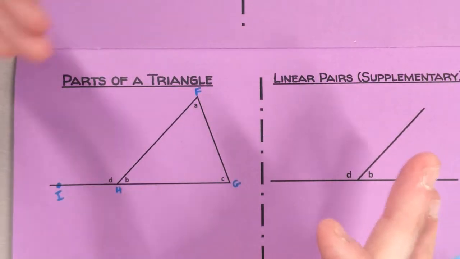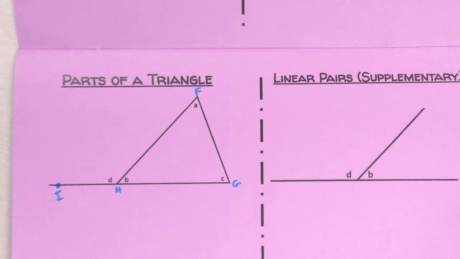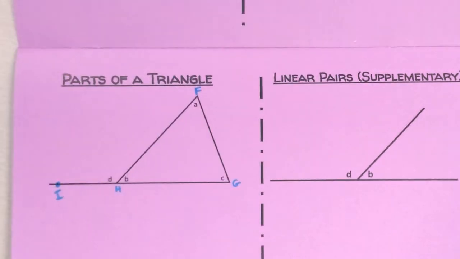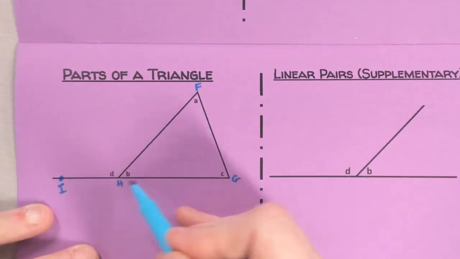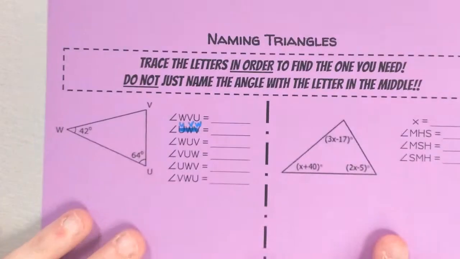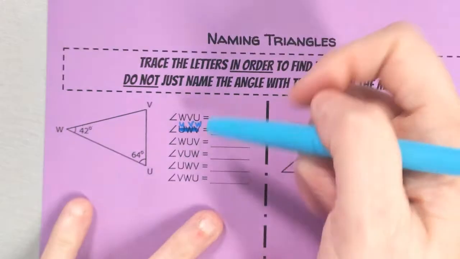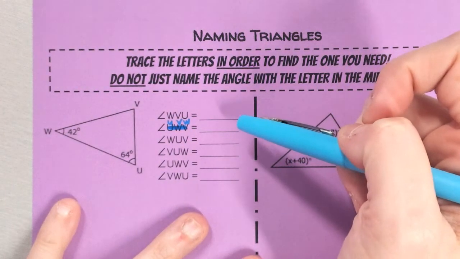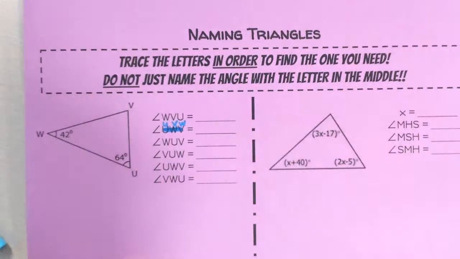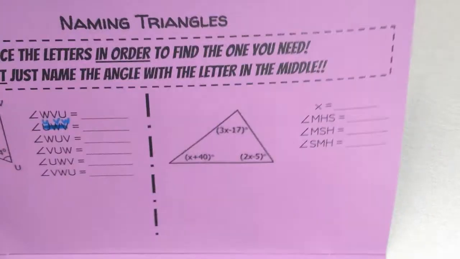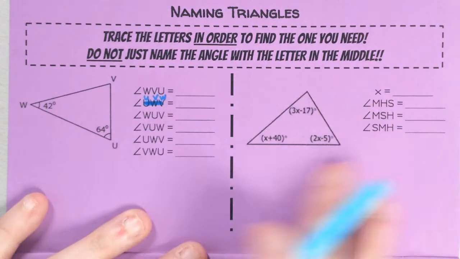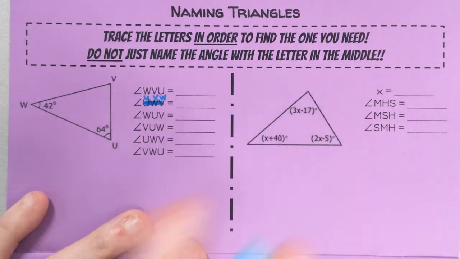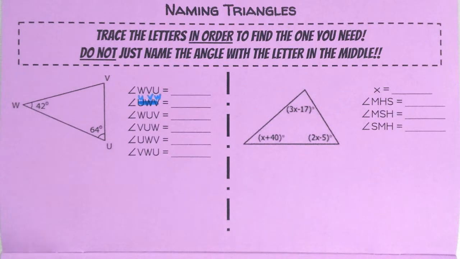So when we have the possibility of multiple angles with the same name, we have to name them by more than just that letter. We have to use three letters to name them. So let me show you what that looks like. If I want to find angle WVU, first of all, let's talk about one of the things that we know about triangles. We know that their angles add up to 180. We're not going to find the measures of these angles yet. We're just going to figure out where they are.